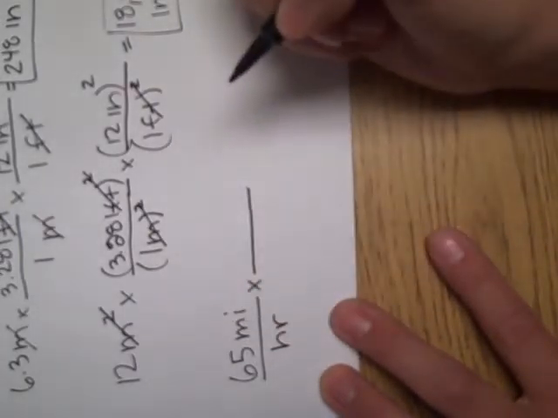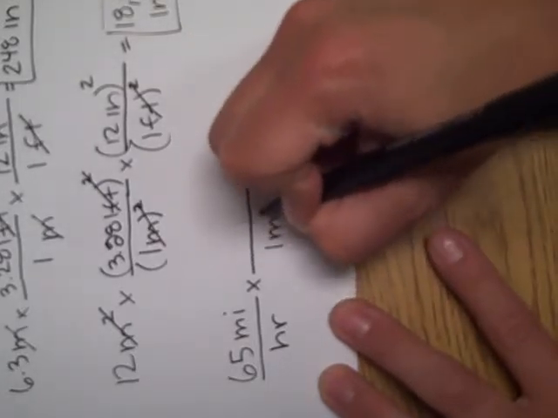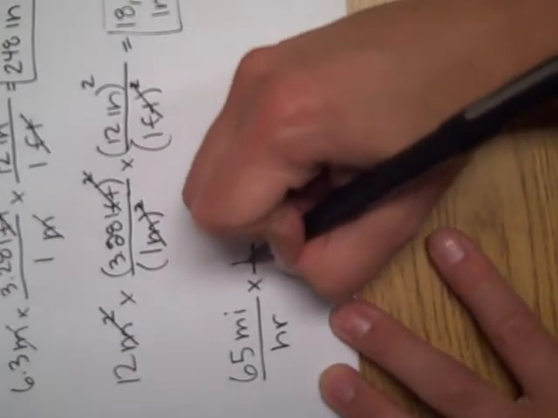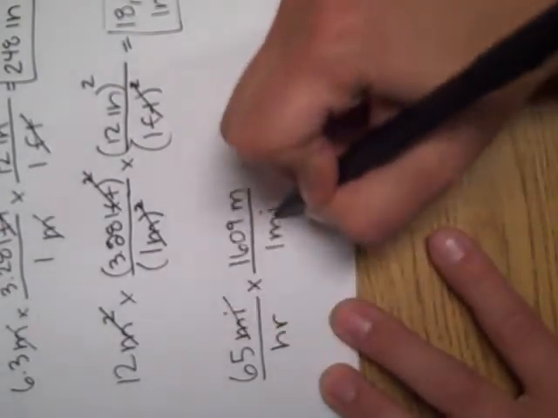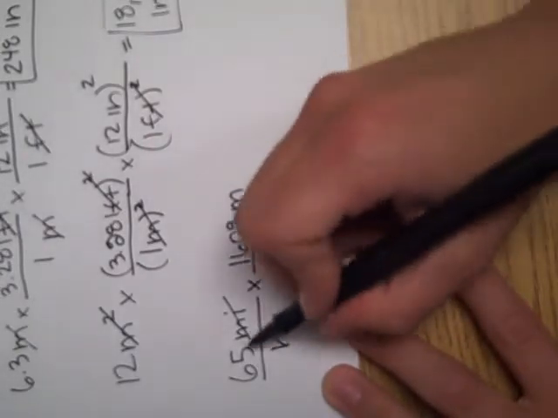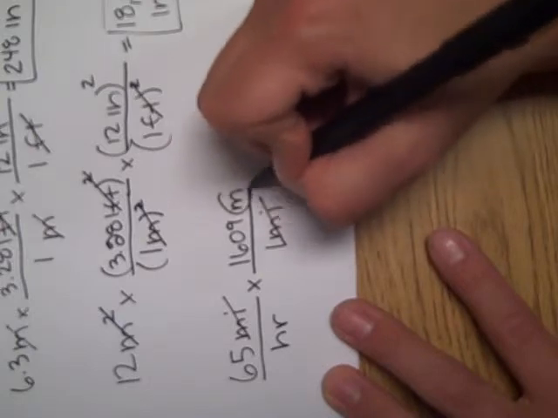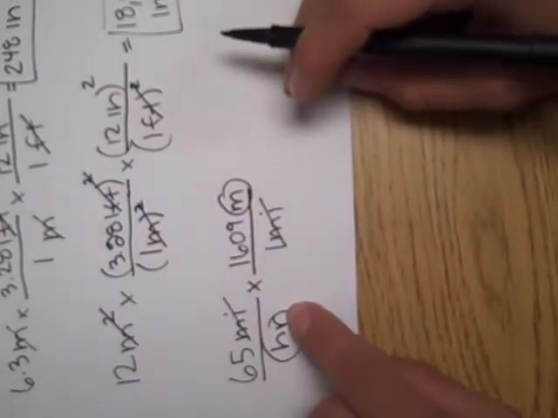I want to convert that to meters, let's say. I'm going to turn it into meters per second. So I'm going to put 1 mile in my denominator here, and 1 mile is the same as 1,609 meters. So now my miles have canceled with miles. If I stopped there and did 65 times 1609, notice my units right now would be in meters per hour. But I don't want that.